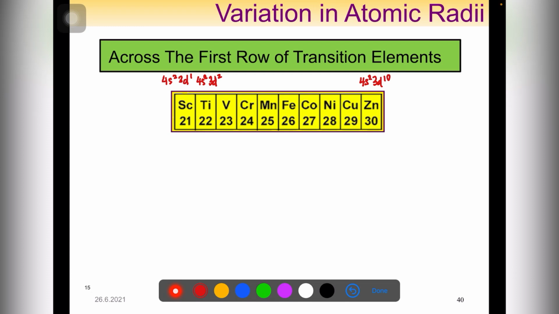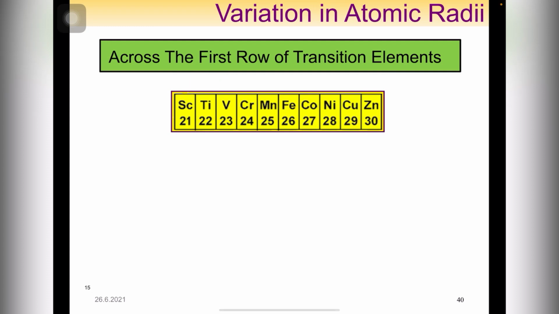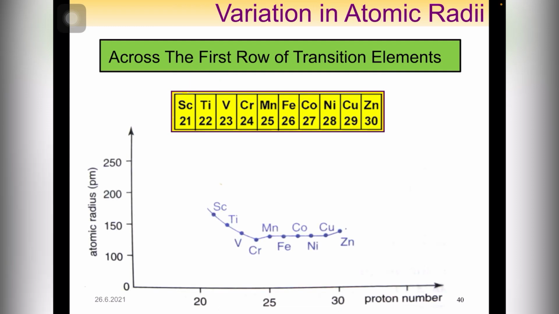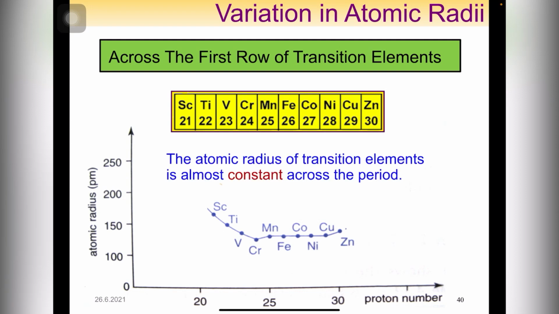Okay, so let's see the variations in atomic radii. This is a graph. It shows that the variations of the atomic radii for the transition elements are not like across a period and down a group for the other elements, because you can see that it is quite similar. We cannot see clearly whether it increases or decreases. So it is quite constant. The atomic radius of the transition elements is almost constant across the period.